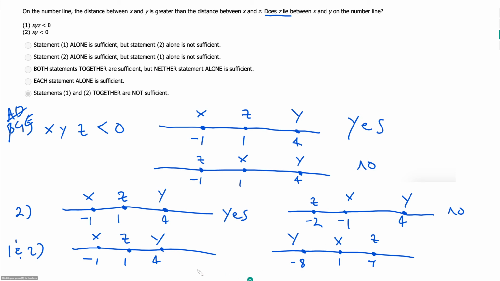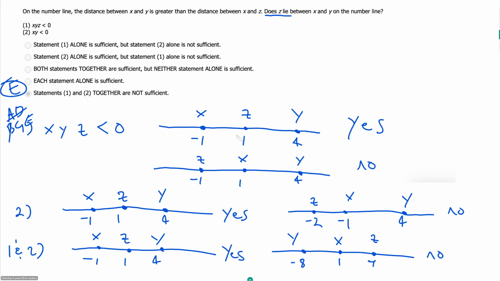And I now have a no to my question. Because again, here I had a yes: z is between x and y. Here I have a no: z is not between x and y. So even together, still insufficient.